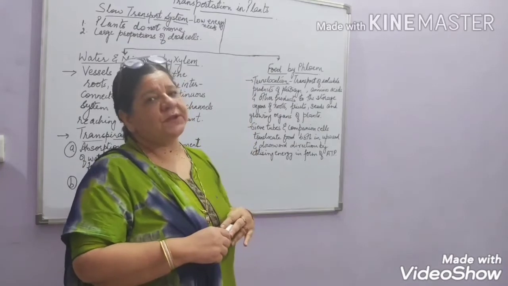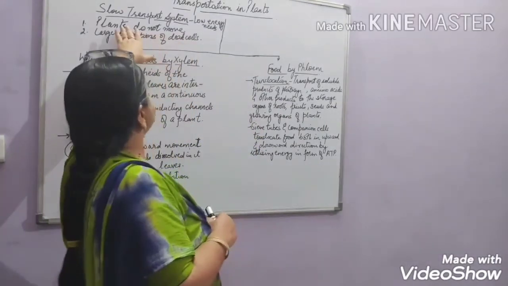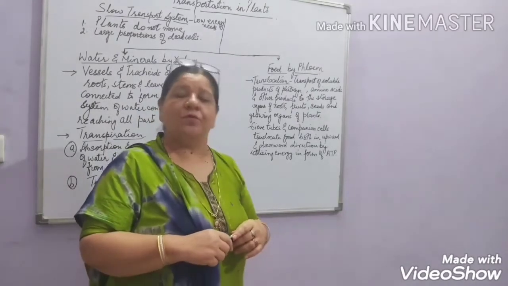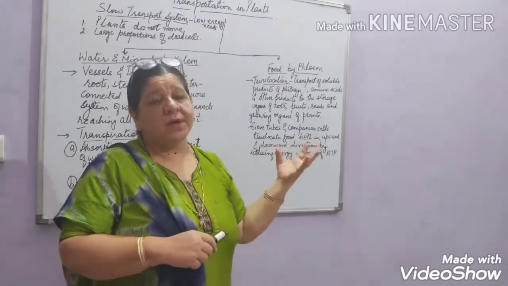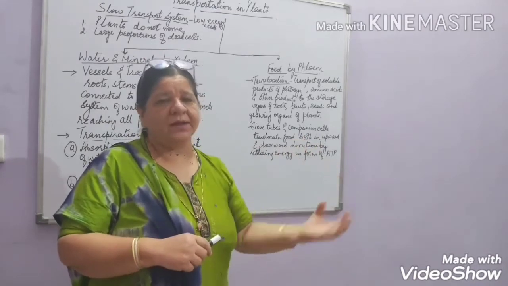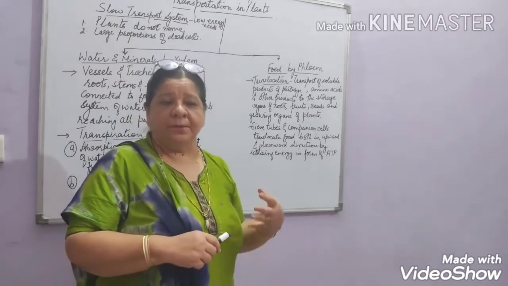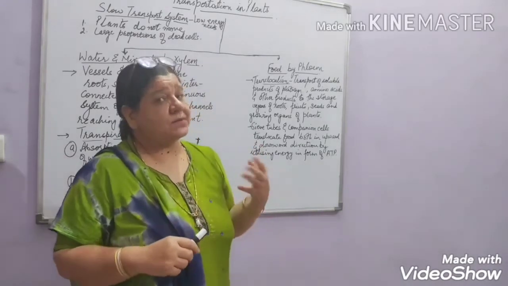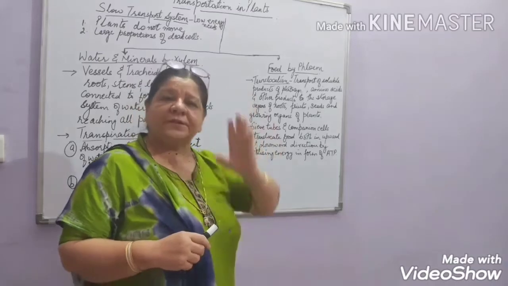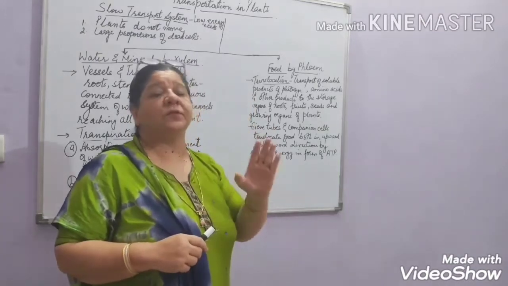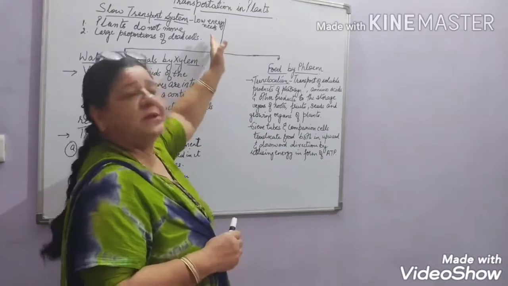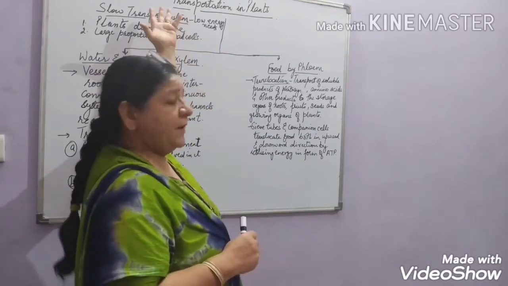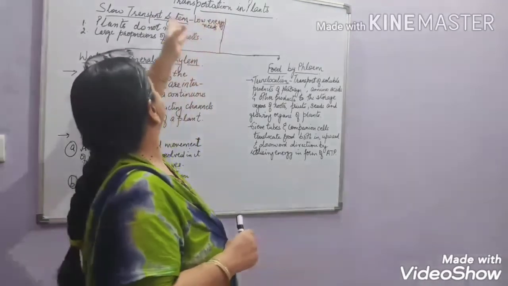Now, why are the energy needs very low? One reason is that plants are stationary. They do not move. Animals move in search of food and for doing so many other works, so their energy requirements are very high. But plants are fixed in one place, they do not move. So their energy need is also very low, and they do not need a very fast transport system.